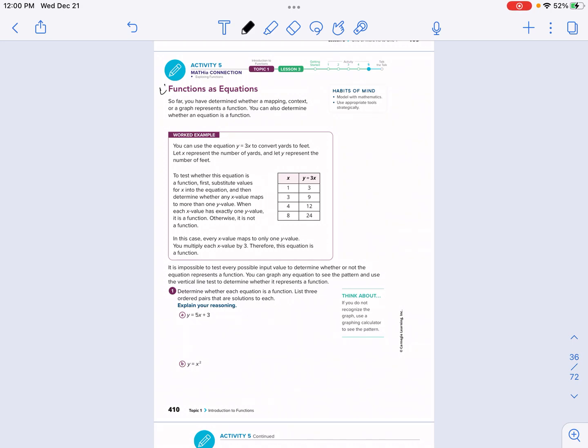All right, we are on page 410, and we're going to be going through 412 and our assignment on 413. So we're finishing up this lesson on activity 5 and talk the talk. So we worked on identifying functions of tables, sequences, sets of ordered pairs, and mapping diagrams, and then also graphs. But we haven't done it with an equation. The equation is a little bit more work. The other one's probably not too much computation, but this one there will be.